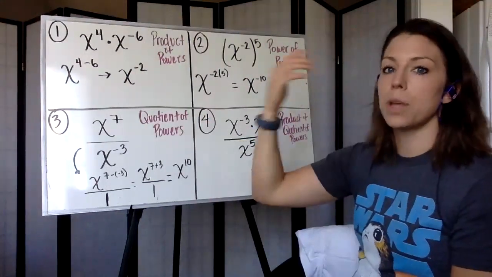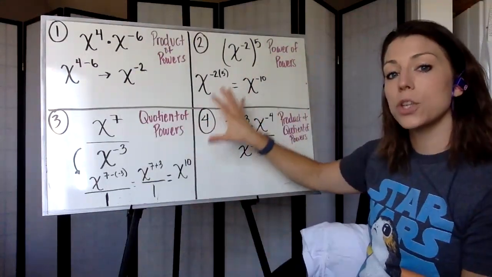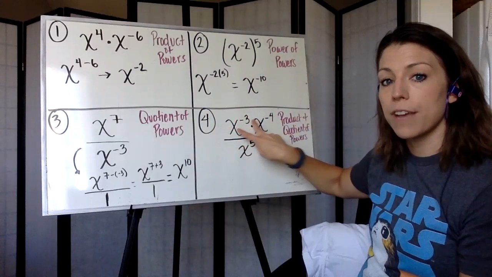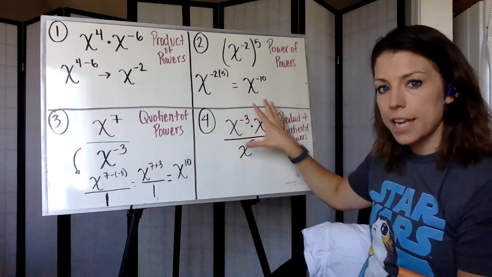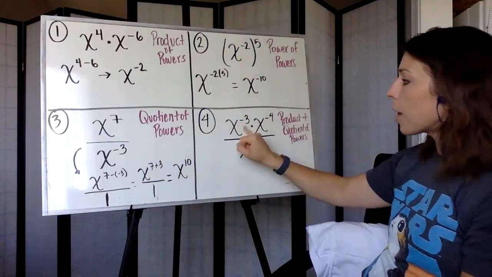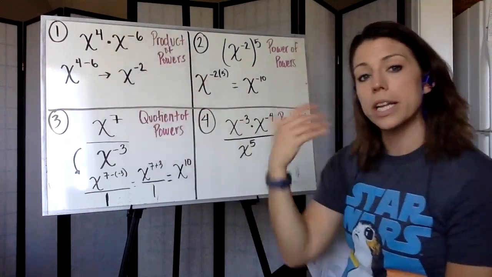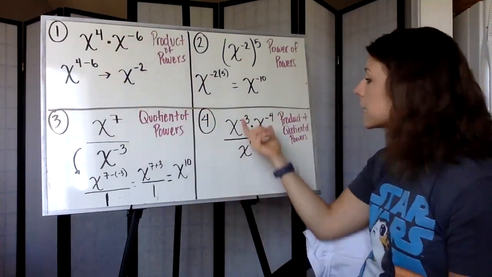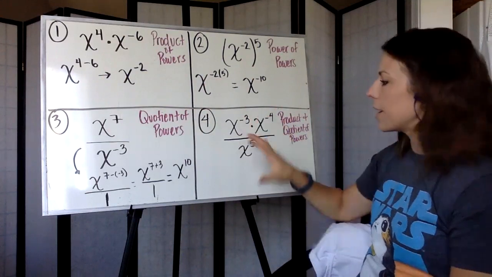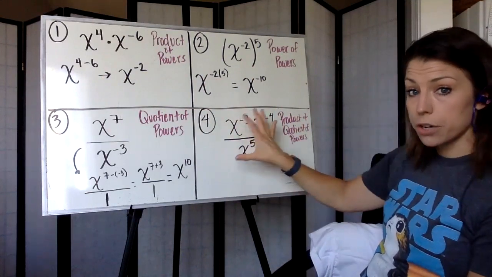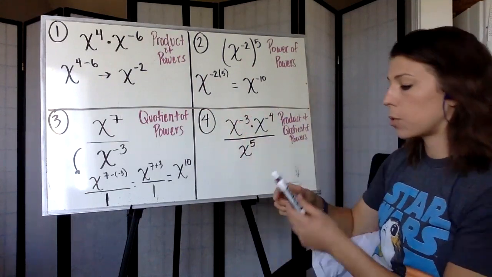If it's a power, we apply the power last. Because this is a quotient, I'm going to simplify the product first, then do the quotient. So in a product of powers, what is the rule with the exponents? I'm just going to add them together. I'm not going to change the structure of this expression. It's going to remain a quotient.